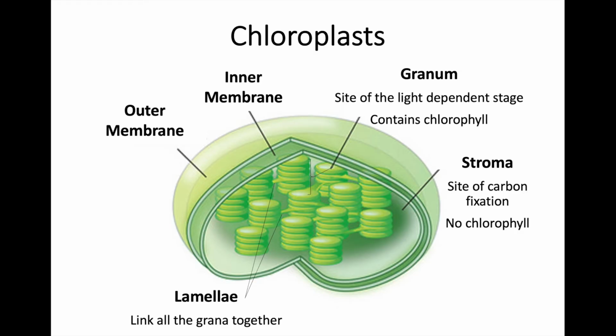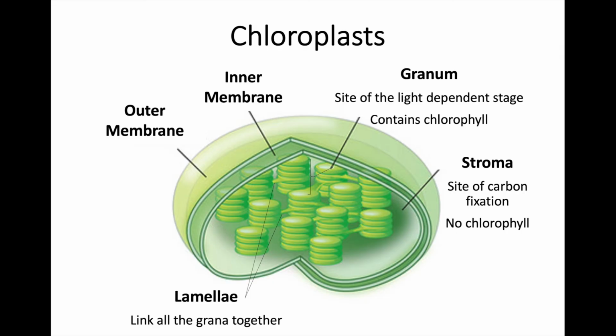Second of all, there's an area outside it, which is called the stroma. And the stroma is the kind of darker area. It's not one of these little stacked green discs. It's the site of carbon fixation, which hopefully from National 5 you remember is stage 2 of photosynthesis. And that does not contain chlorophyll because it does not require any light. What the stroma does use is products from the first light-dependent stage and also carbon dioxide from the atmosphere. It doesn't need to take any light at all.